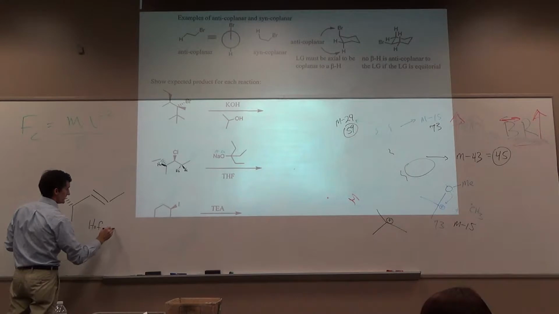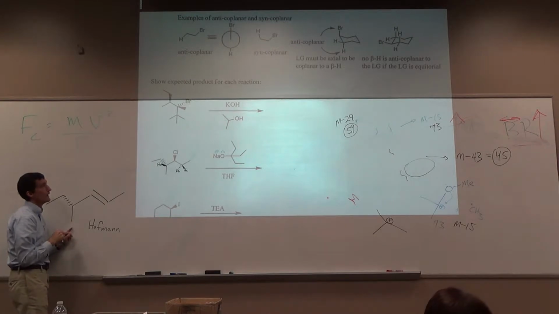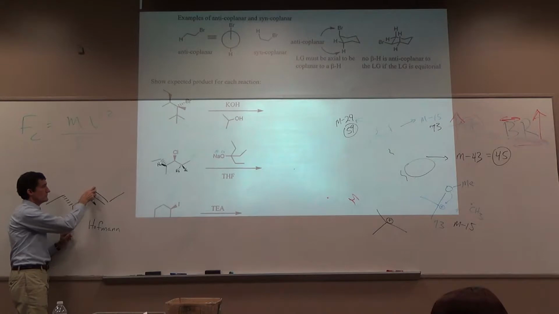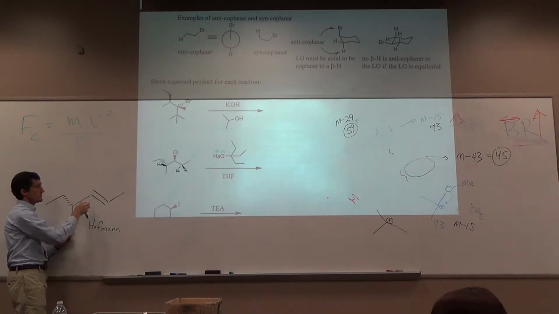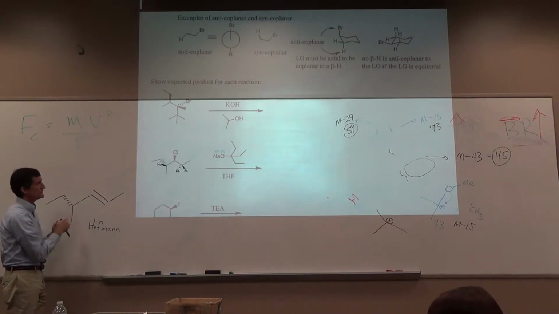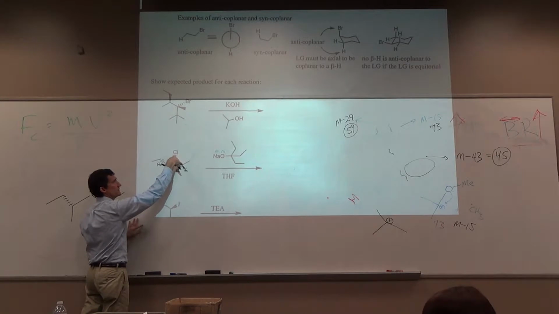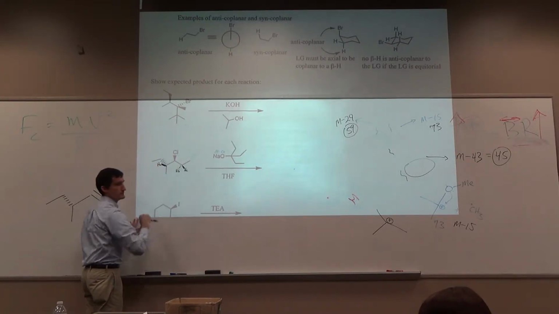I think it's 1F, but it may be 2. I think it's OF, HF, MANN. Here's your Hofmann product. Everybody understand, the Hofmann product is the least substituted. It comes from taking the more accessible H, disubstituted. When we put the double bond over here, it's going to be trisubstituted.